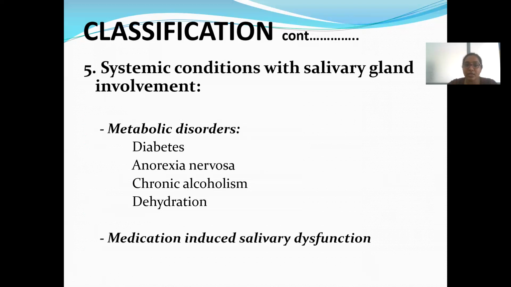Then you have anorexia nervosa, chronic alcoholism, as well as dehydration. Then the other category which comes under systemic conditions is medications taken for any disease. It may be for hypertension or any other systemic disease, and it can have some effect on the components of the saliva, as well as even reduce the amount of salivary secretion.